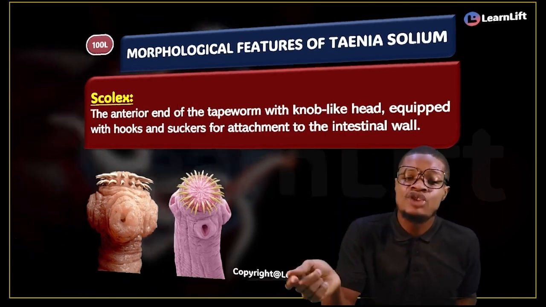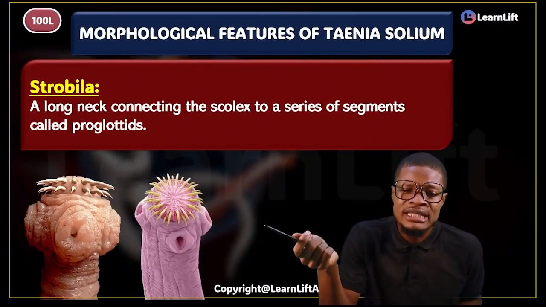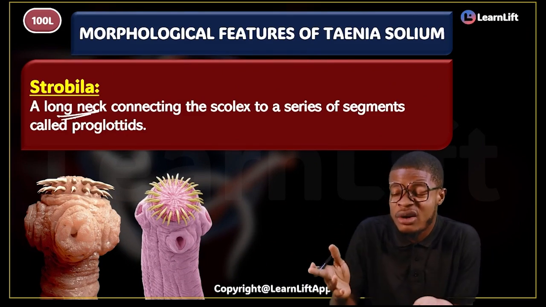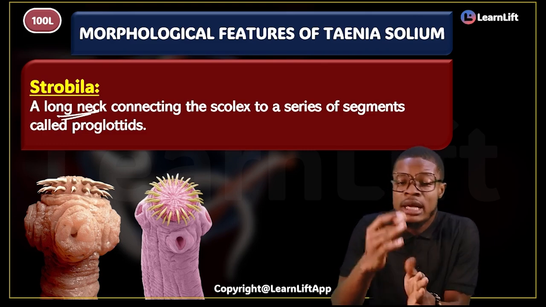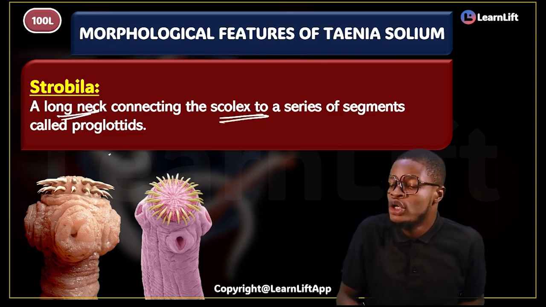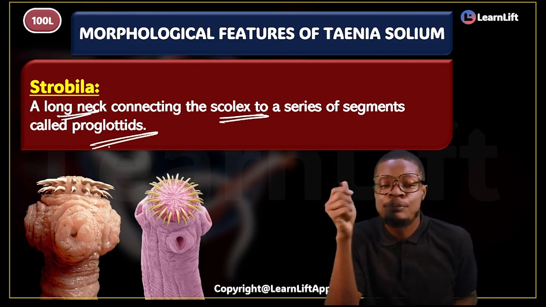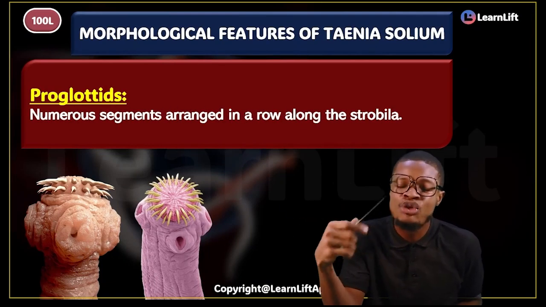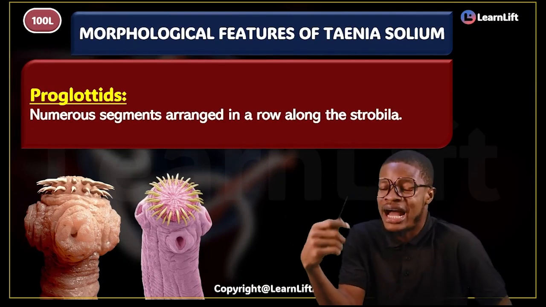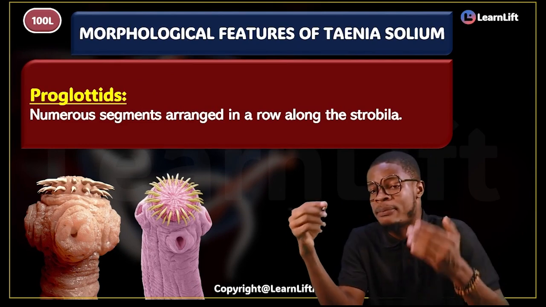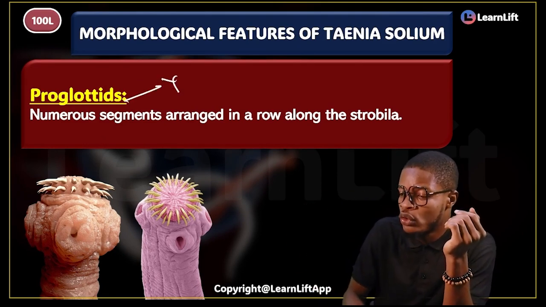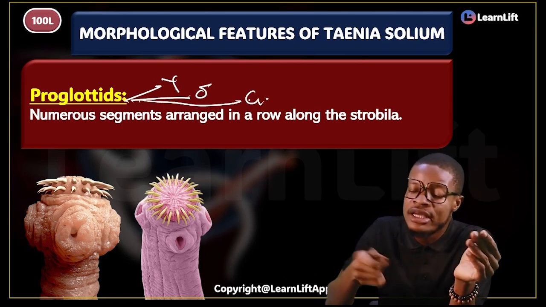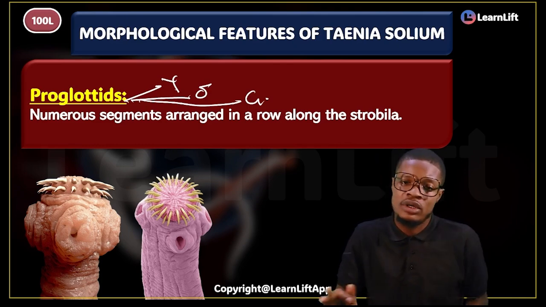Aside from the scolex, number 2 is called the strobilia. What is it about the strobilia? Strobilia contains the neck. It's not that long; when they say long neck, it's not that long. It's very short. That connects the scolex, which is the head, to the proglottids. What connects the head to the proglottids is the strobilia. And then another thing that we have there is the proglottids themselves. The proglottids are numerous segments that are arranged in a row along the strobilia. And I've told you that proglottids are 3. We have the young proglottids, the old proglottids, and the gravid proglottids. Towards the end, you should start having the old and the gravid proglottids. You understand that very quickly with me?